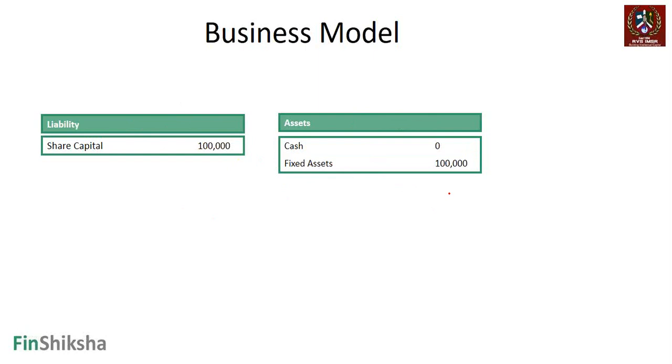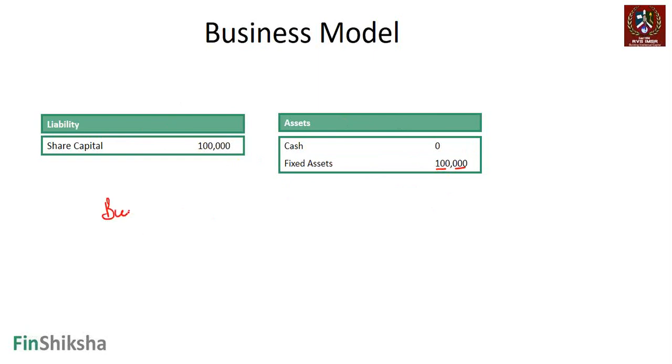So what we will see is that the business now is in this state. We have basically taken the share capital of 1 lakh rupees. That's my source of funds, and my assets, which is my application of funds, will take this 1 lakh rupees and put this in the fixed assets component, right?